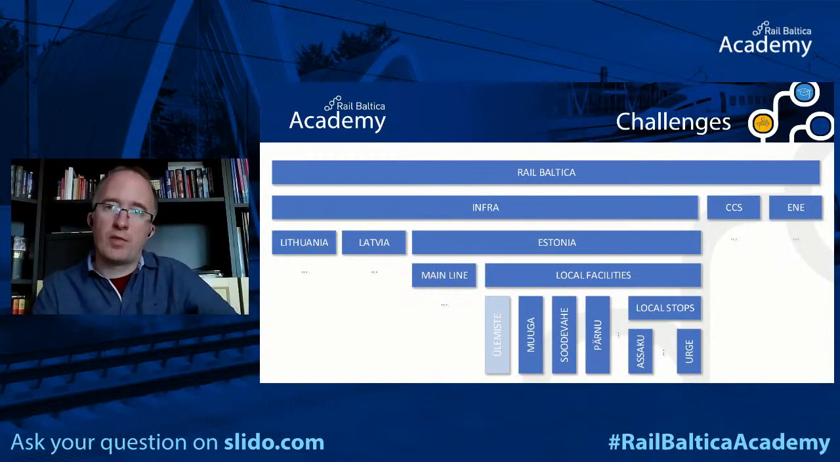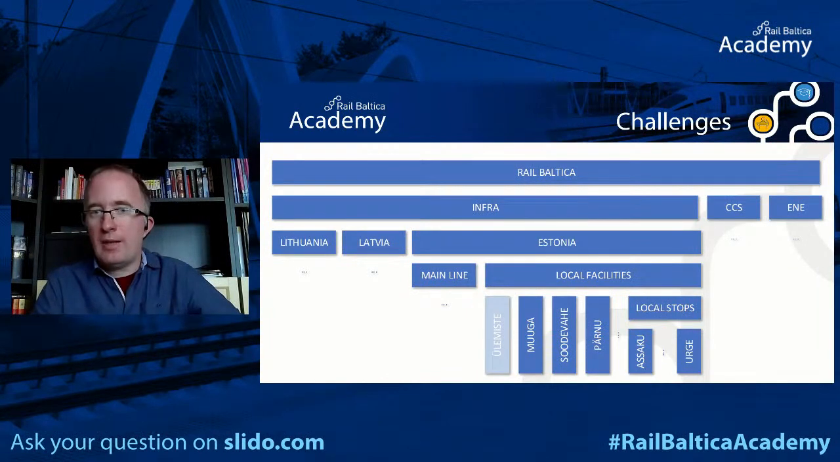So we have Rail Baltica at the top, and it is divided firstly into three subsystems. The infrastructure, meaning the tracks and the buildings, then the control command signaling, which is about traffic management, signals, axle counters, things like that, and the energy, so the catenary and power stations. And this is a division related to the interoperability directive, so it is quasi done by the legislation.